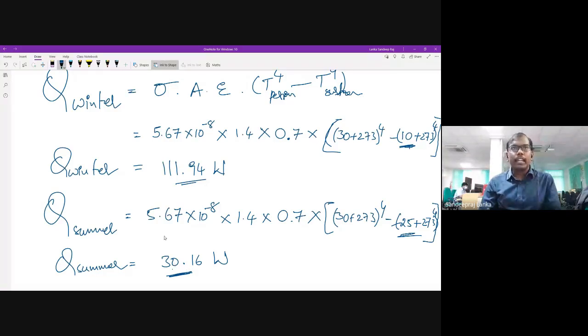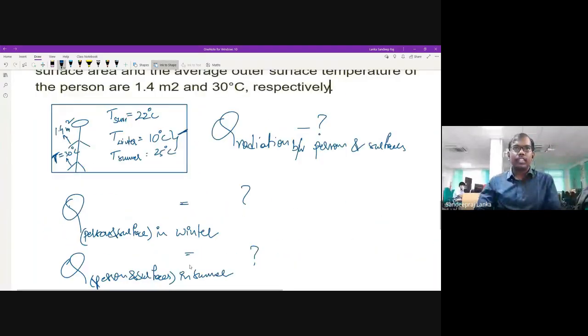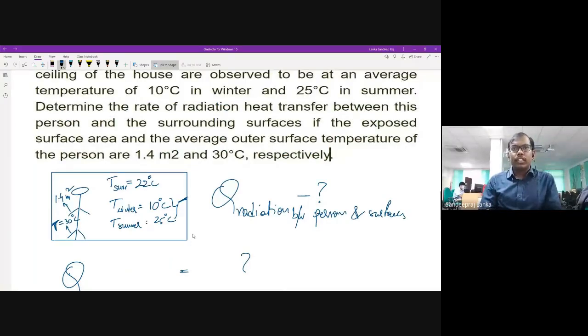Can somebody tell me? In winter, the value is so huge. The radiation heat transfer is so huge. In summer, it is very less. So from these values, can you understand anything? Can somebody say it? Take a little time and, yeah, T decreases and Q increases. That's good. That's right.